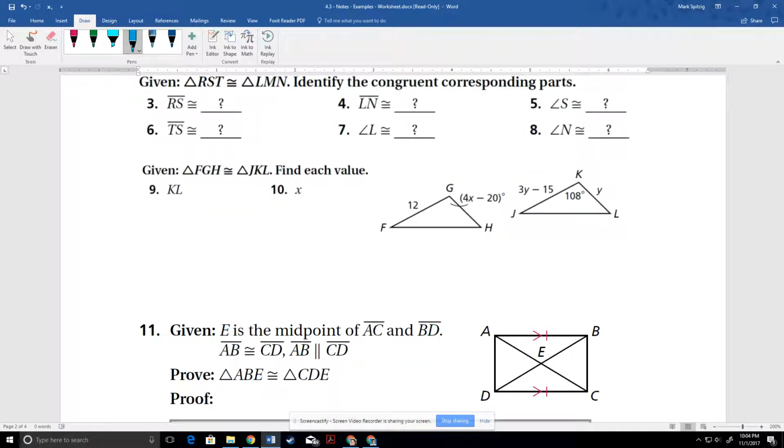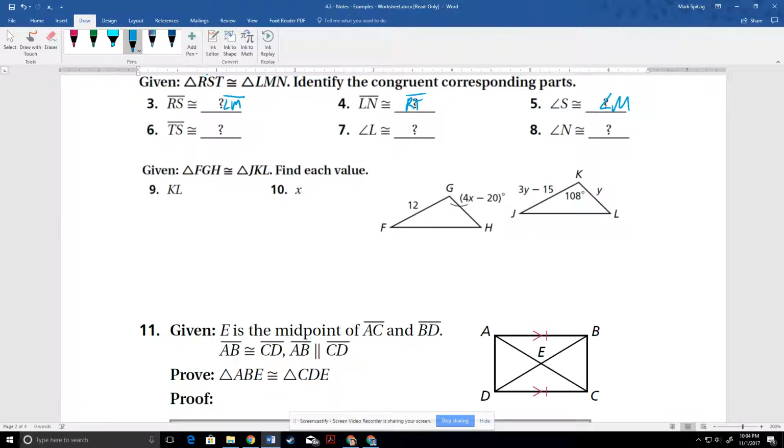All right, so now we're given the triangle congruence statement, so we just need to look and identify the corresponding parts. So segment RS is going to be congruent to segment LM. Make sure you're using the symbols. Segment LN would be congruent to RT. We could do angle S is congruent to angle M.